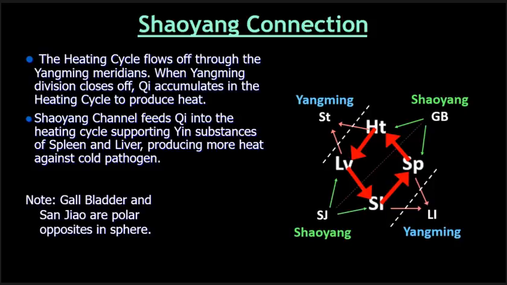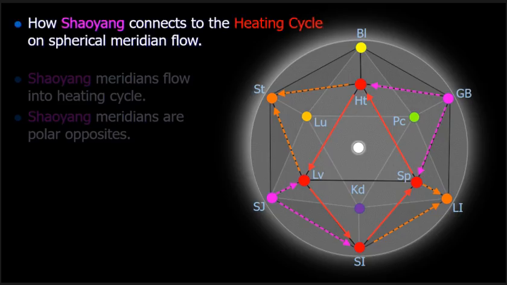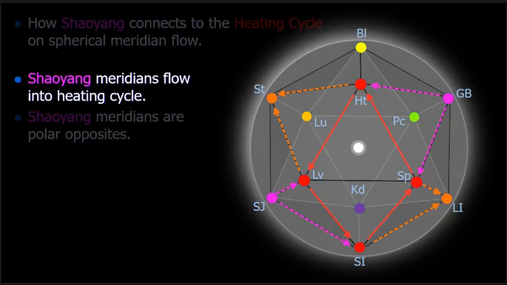So let's look now at what it looks like on the spherical flow. Now, how Shaoyang connects to the heating cycle on spherical flow. Once again, here you'll see a picture of the red arrows and the red meridians of heart, liver, small intestine, and spleen. That forms the heating cycle. And you'll see that the Shaoyang meridians flow into the heating cycle. See those magenta looking lines? Those arrows show how the meridians express around the sphere. So you have the gallbladder and the sanjiao expressing into the heating cycle. And then the heating cycle expresses outward along the orange arrows to the Yangming division.